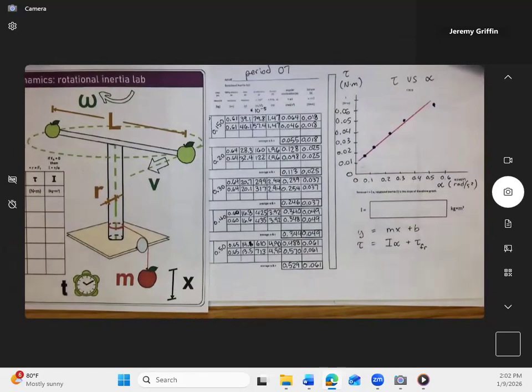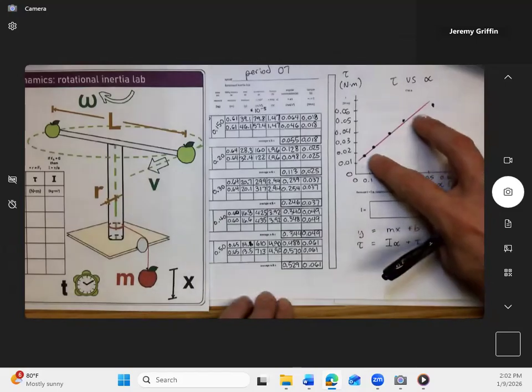We just gotta get the slope. Let me ask you guys: what are we trying to find in this lab? What's the whole point of the lab? Yeah, the rotational inertia. And what property of this graph would answer that question? The slope. Aha, the slope.